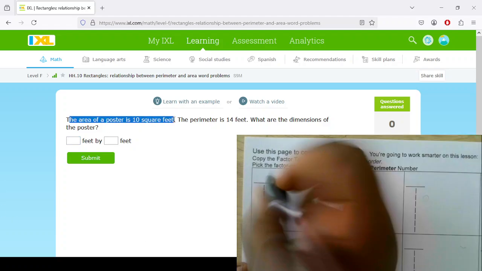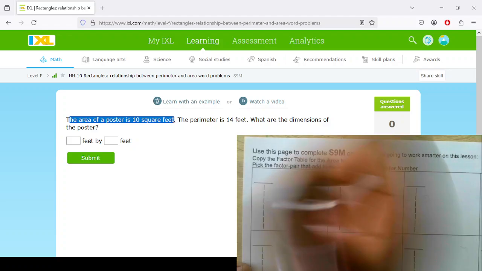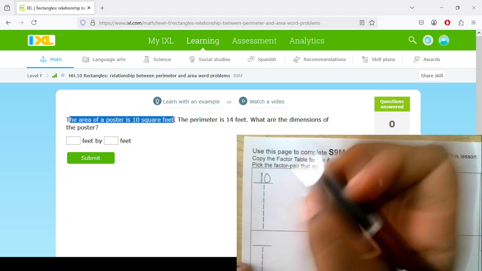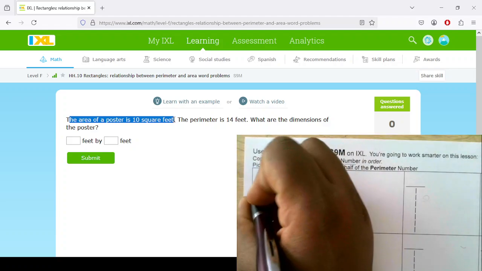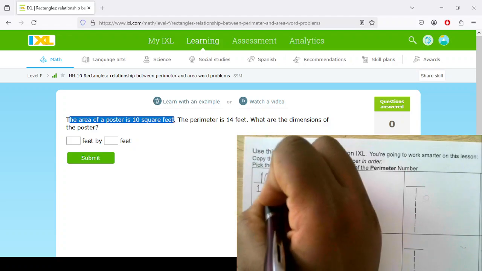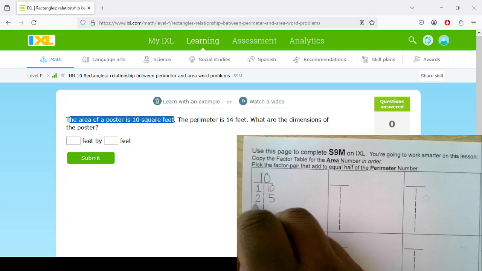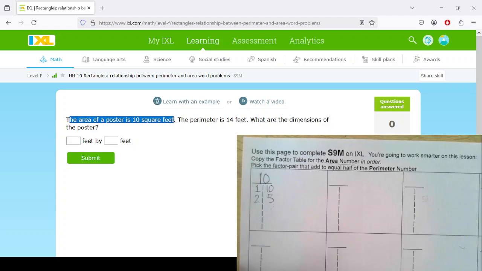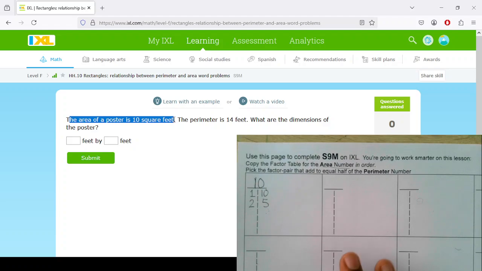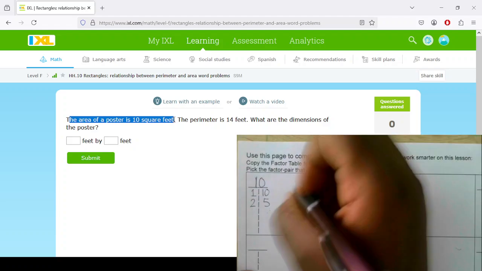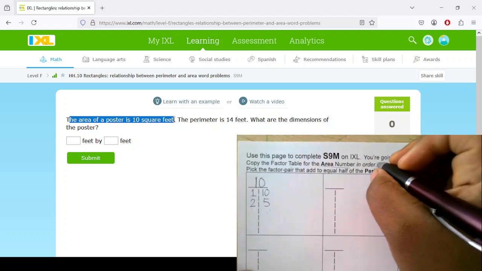So I'm going to factor the area number. The area number is 10 square feet. Where will I start? 1 and that number. So 1 times 10. 2 times 5. 3 is not on the list. 4 is not on the list. 5 is on the list. It will be 5 and 2. And when my factors repeat, I'm done. So step 1 is done. Factored the area number. Yes.